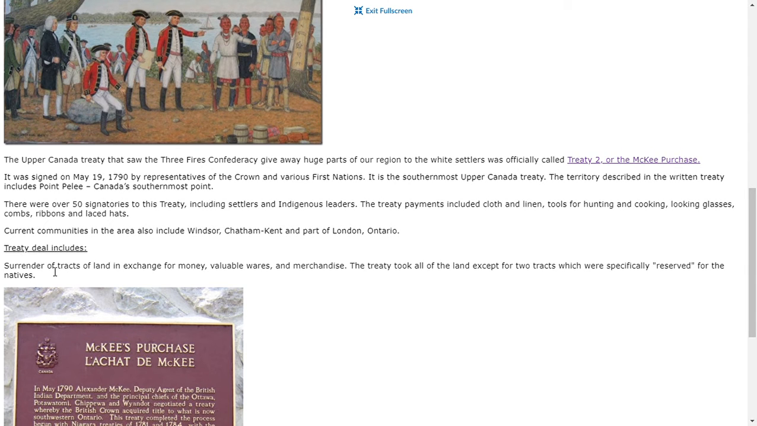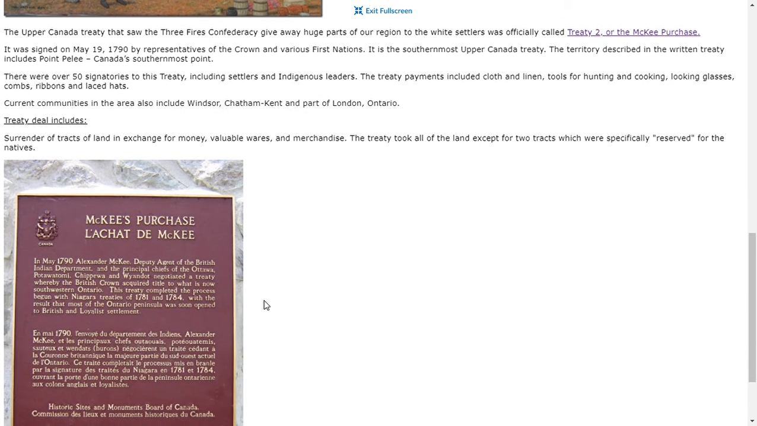The treaty deal was that they would surrender tracts of land in exchange for money, valuable wares, and merchandise. This treaty took all of the land except for 2 tracts which were specifically reserved for the natives, and that's where we get the word reservation or native reserves.